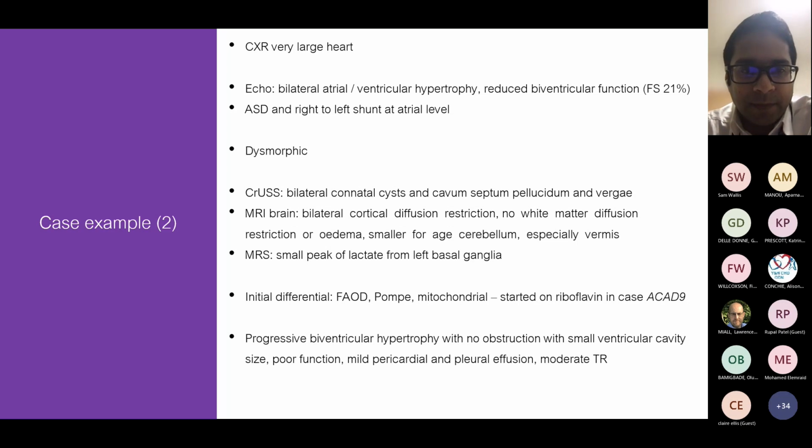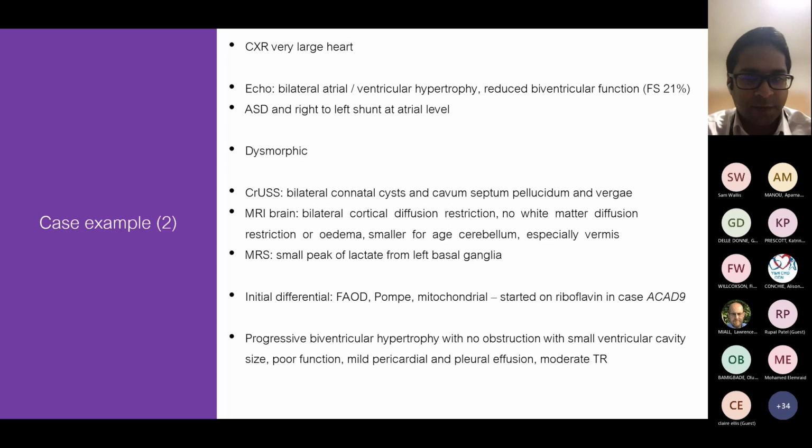And this baby was dysmorphic. I don't think I saw this baby myself, so I don't remember exactly what the features were. But clearly there was other organ involvement. So there were abnormalities on the cranial ultrasound, and we did an MRI of the brain as well, which showed bilateral cortical diffusion restriction, a smaller for age cerebellum, and especially the cerebellar vermis. And when we did the MRS, there was a small peak of lactate at the basal ganglia.